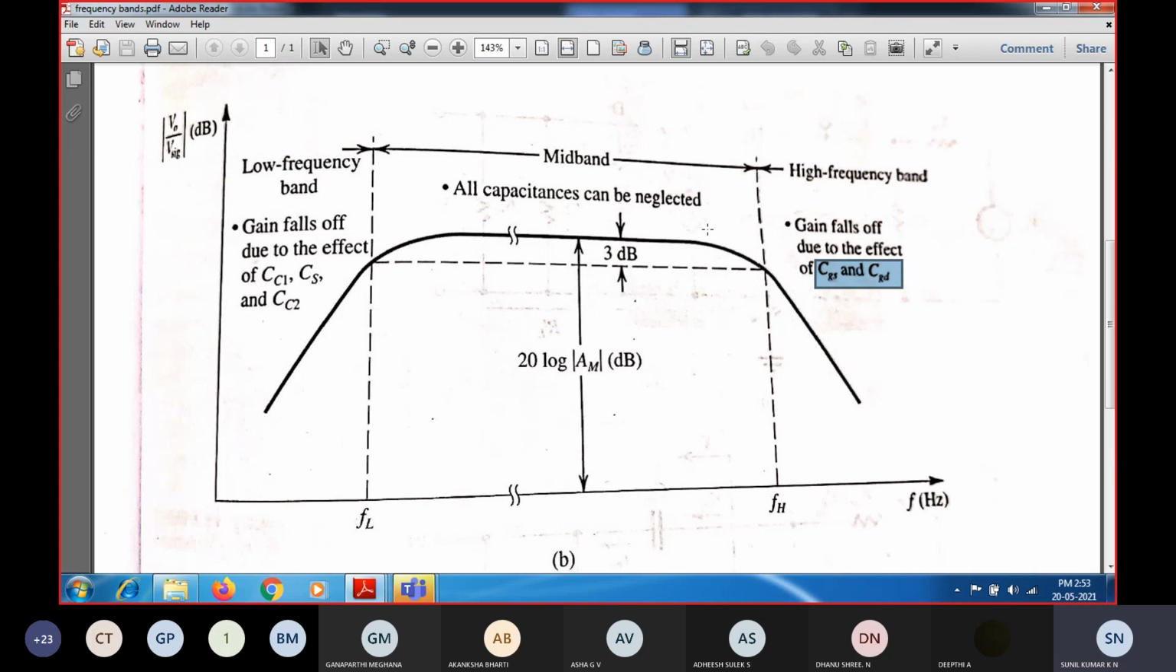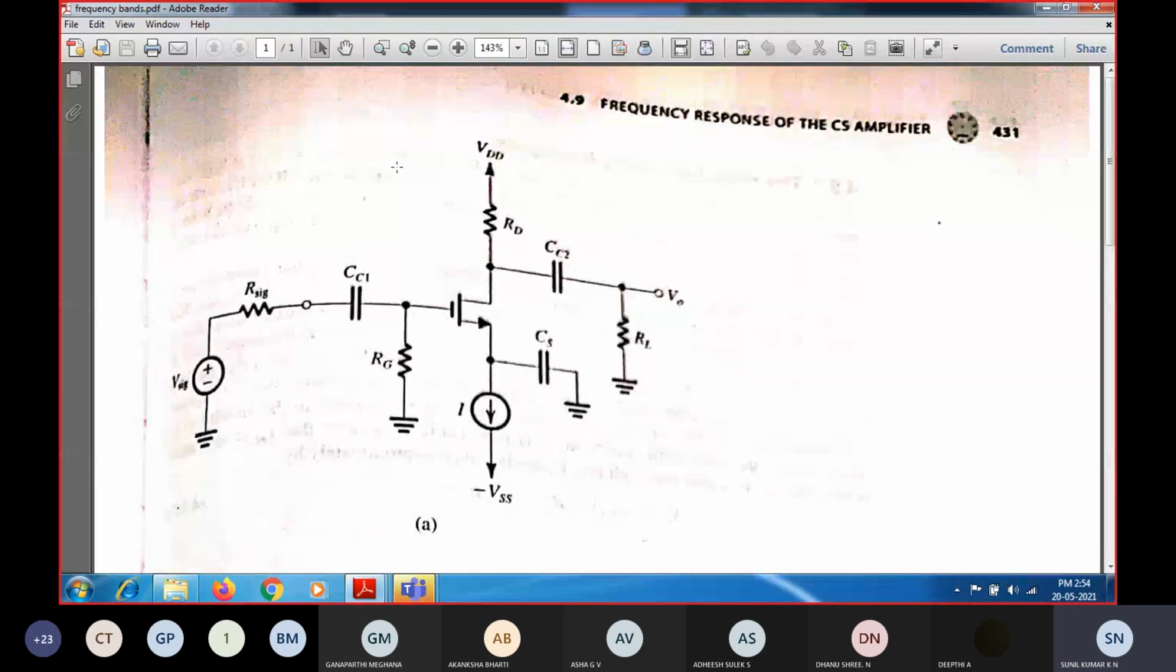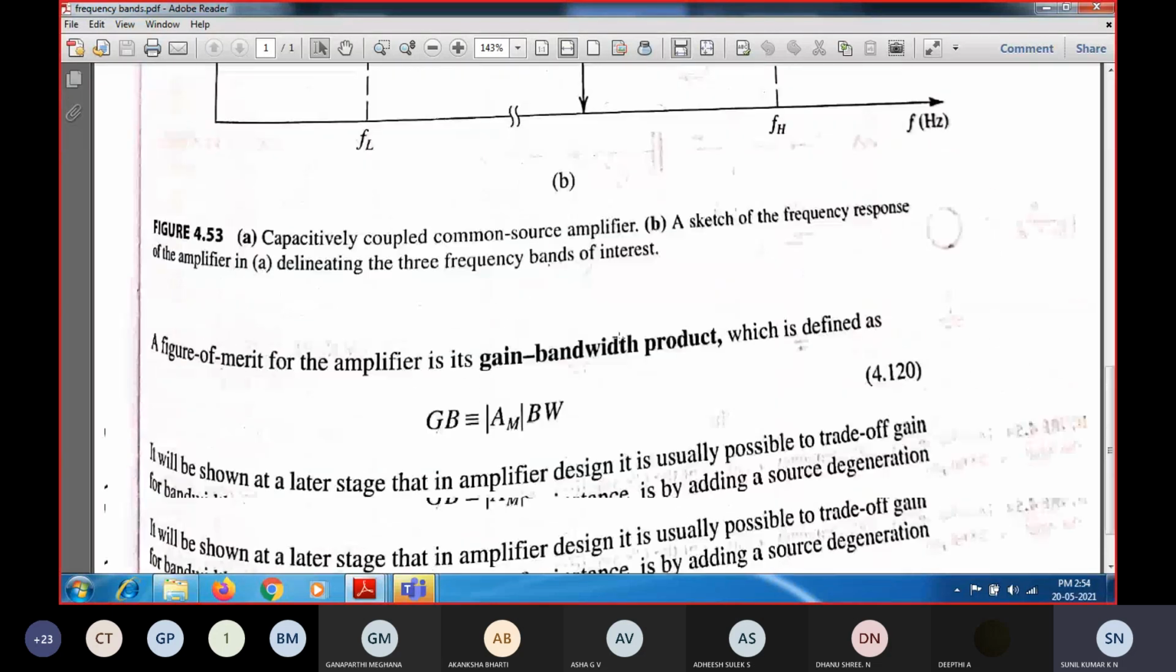Since CGS and CGD will have high impedance, the current flowing inside the CGD will be less. So in the vicinity of the upper cutoff frequency, the current flowing will be negligible. And if I consider the circuit as well, the current flowing is negligible, and the current is only due to the GM into VGS.